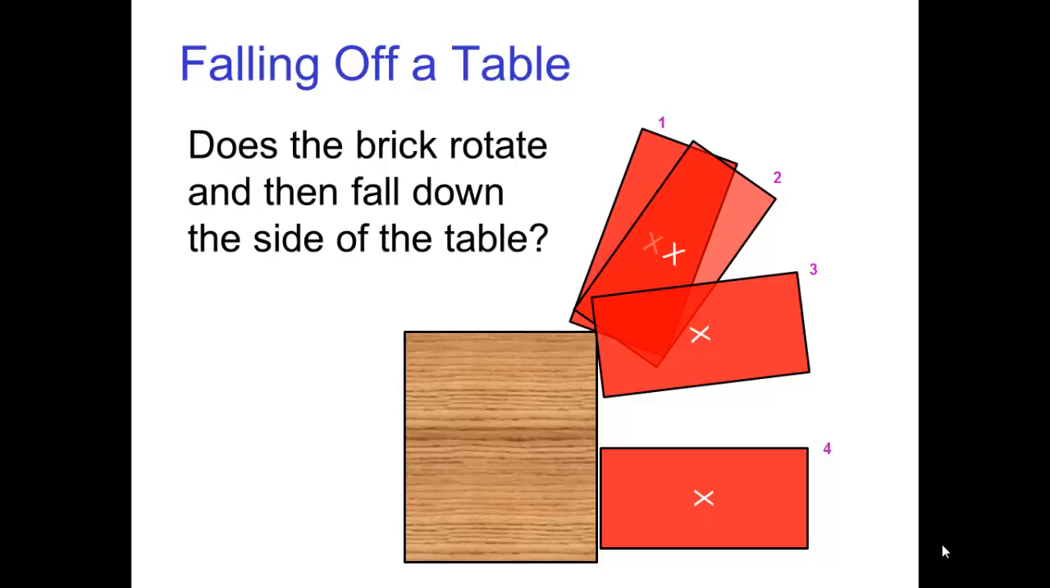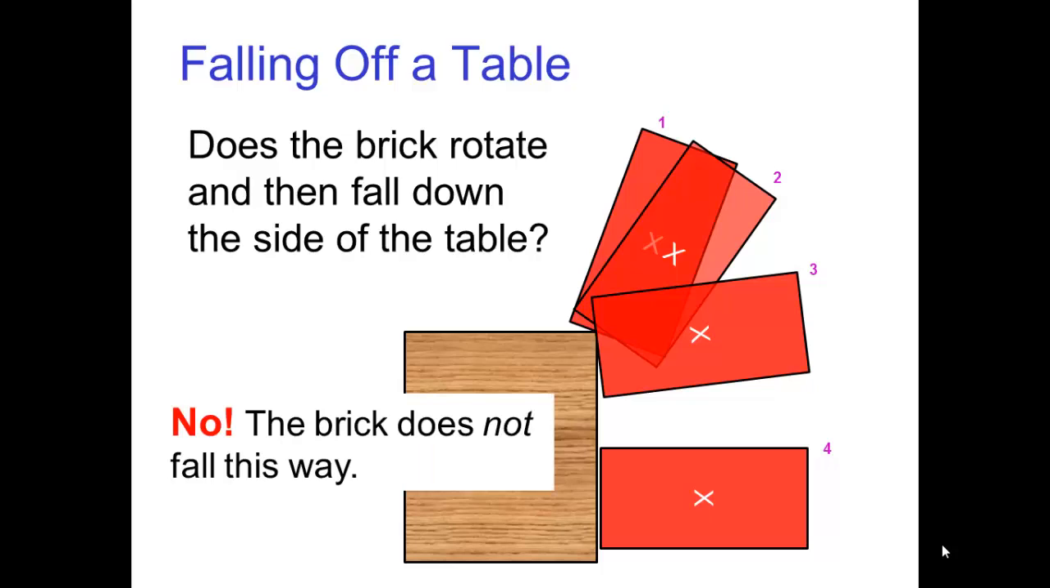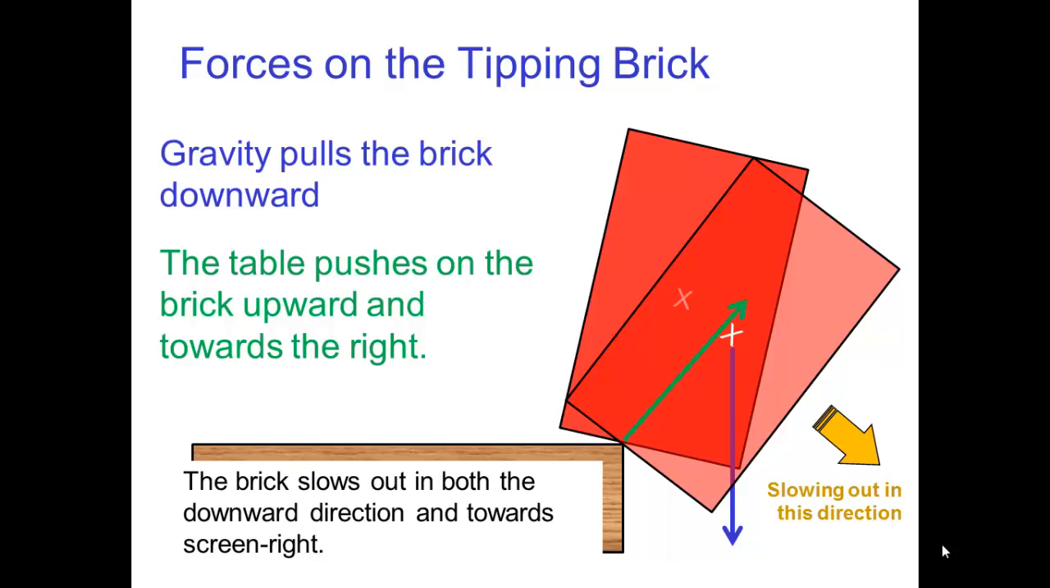Anyway, getting back to the brick tipping over, when it falls off of a table, does it go straight down the side of the table? No, the brick does not fall this way. Gravity pulls the brick downward, but at the same time, the table pushes on the brick upward and towards the right. From these forces, the brick slows out both in the downward direction and towards screen right.